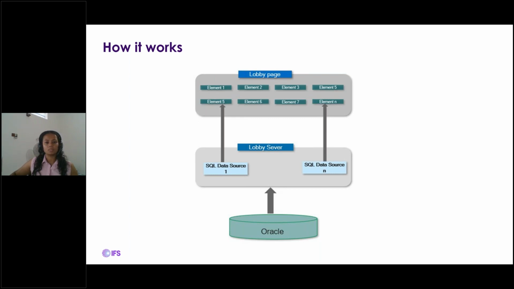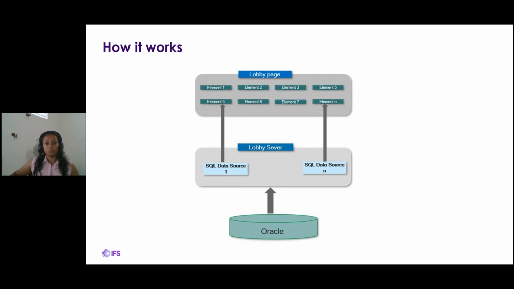Lobby data sources is just another layer of abstraction on the data that you already have in IFS Cloud. So in this example here, you see SQL data sources. A SQL data source means a SQL statement selecting data from the cloud database. So you can feed that to one or many lobby elements that you would see in a lobby page. Right now in IFS Cloud, we only have SQL data sources supported, but in the upcoming releases of IFS Cloud, there are a few more different types of data sources that are lined up to be enabled.